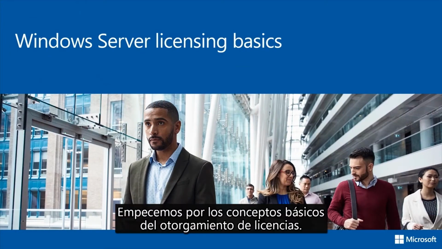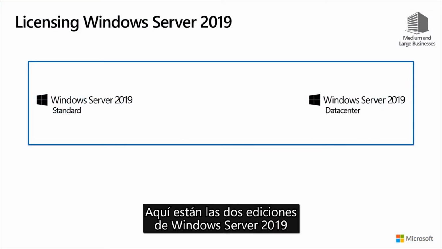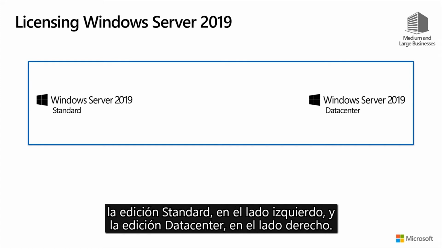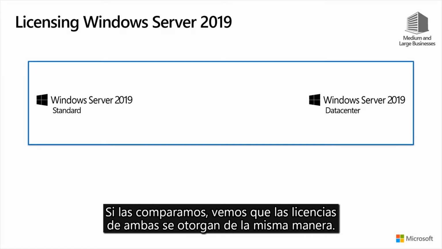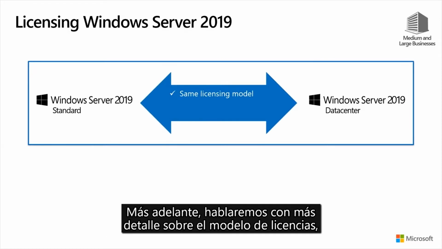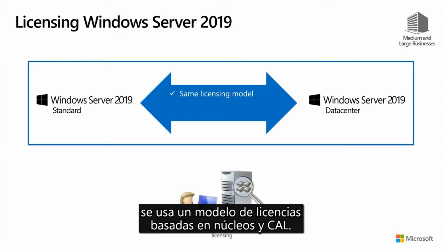So let's get started with the licensing basics. Here are the two editions of Windows Server 2019 that medium and large businesses will deploy. Standard Edition on the left and Datacenter Edition on the right. Let's find out a bit more detail on these editions. And if we compare them, we'll see that the licensing of the two editions is exactly the same. Now, of course, we'll get more detail on the licensing model as we go through this session, but I can tell you at this stage that it's a core-based and CAL licensing model that's used for both editions.